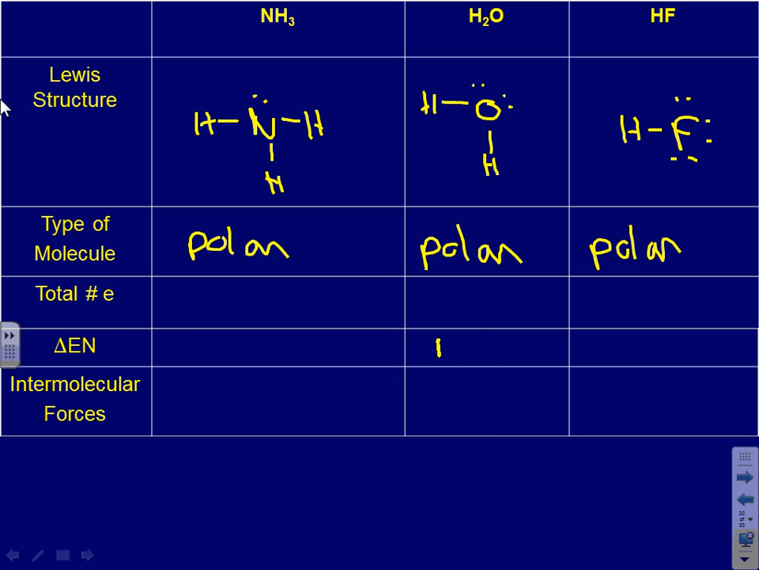Delta EN was 1.24. Because I want to compare it to the others that also can undergo H bonding. Right? I wanted to look at water for a moment. Because water is special. That's what the biology people keep telling me. So I have to treat it as special. That's why we're doing water again.